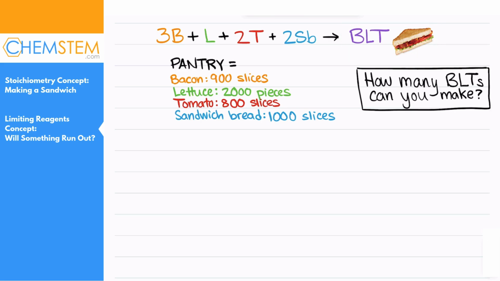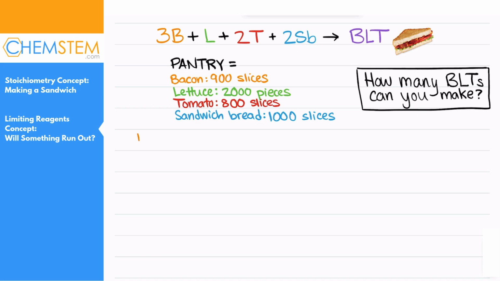So here is the pantry. The pantry has 900 slices of bacon, 2,000 pieces of lettuce, 800 slices of tomato, and 1,000 slices of bread. Now, you're going to try to make as many sandwiches as possible based on what you have here, and they have to be complete sandwiches. So here's how it works. You basically need to do stoichiometry with every single thing to completion, which is to the BLT.